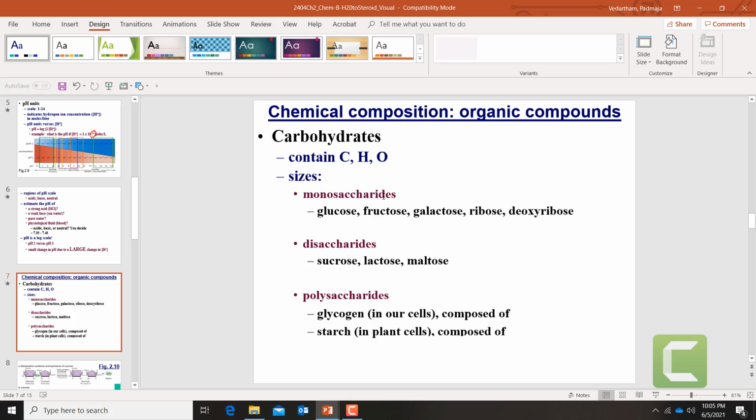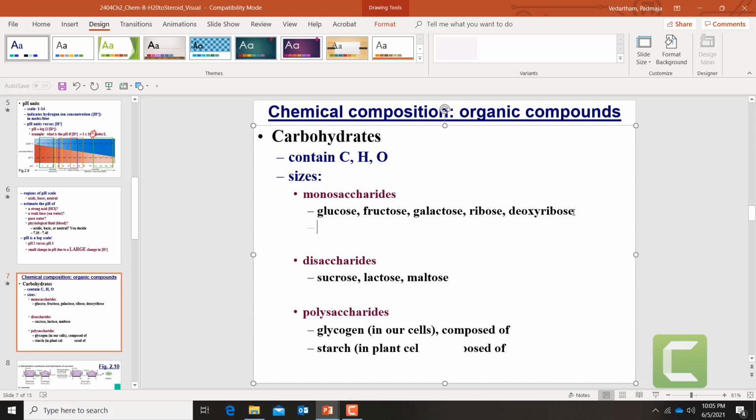So carbohydrates are sugars, and sugars are called saccharides. Monosaccharide means one unit of sugar. So we have glucose, fructose, galactose, ribose, deoxyribose. Glucose, fructose, galactose have the same chemical formula, which is C6H12O6. And these two, ribose and deoxyribose, are C5H10O5.